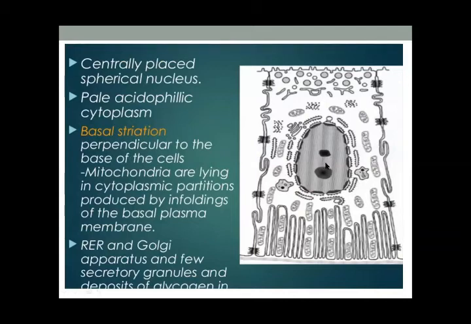Centrally placed spherical nucleus, pale acidophilic cytoplasm. Basal striations are perpendicular to the base of the cells. Mitochondria are lying in cytoplasmic partitions produced by the infoldings of the basal plasma membrane. The endoplasmic reticulum and Golgi apparatus, and few secretory granules, and sites of the canaliculi.